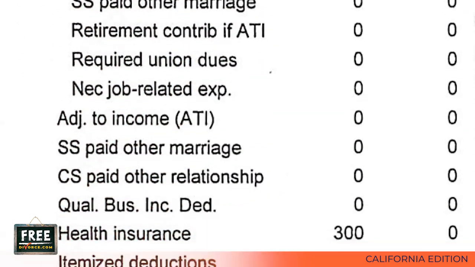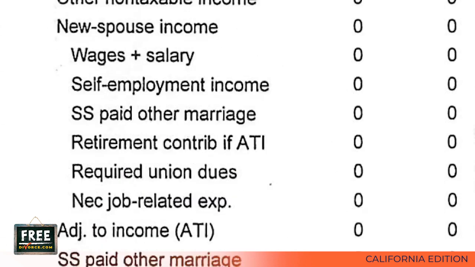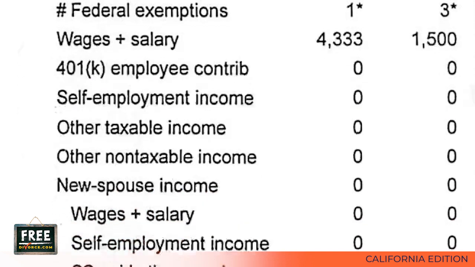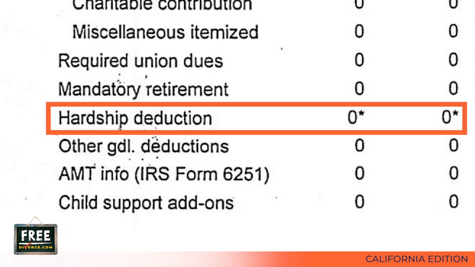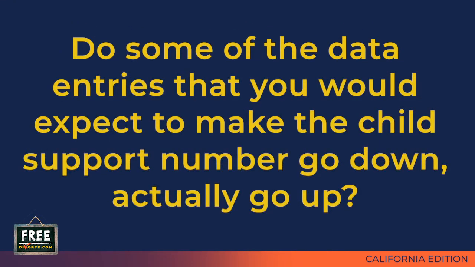Now again, all of the data entries are important, but some of the other more important data entries include how much each party pays for health insurance, how much each party contributes to their 401k account, do they have other children from other marriages or relationships that live with them, and what is their income tax filing status? Those entries are important.